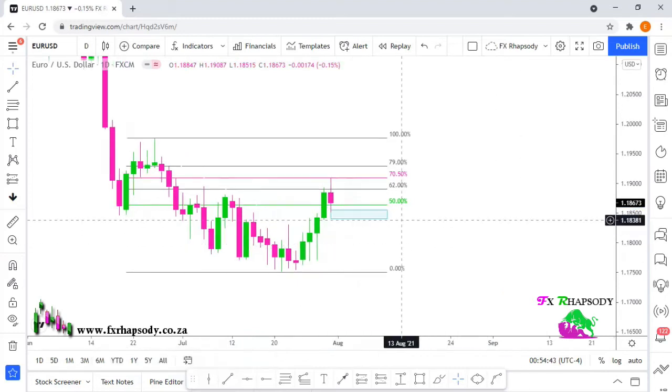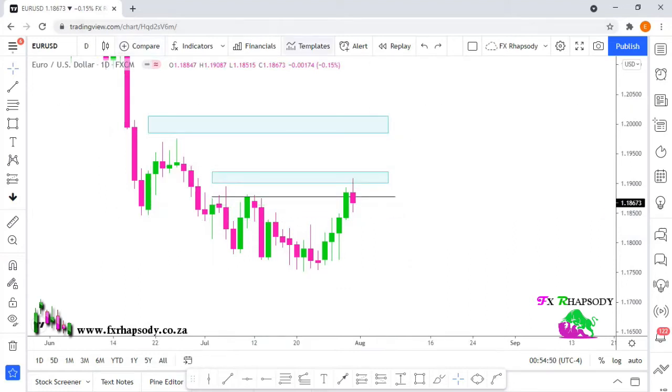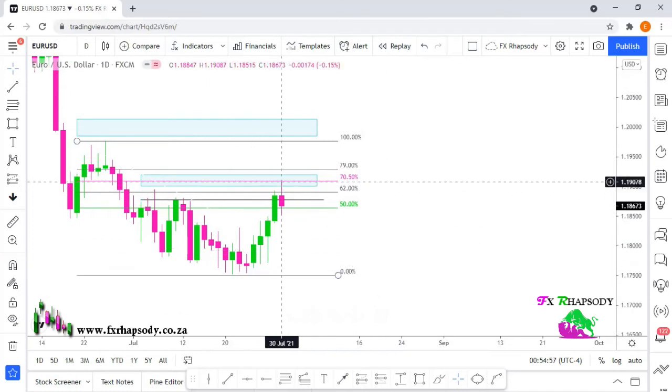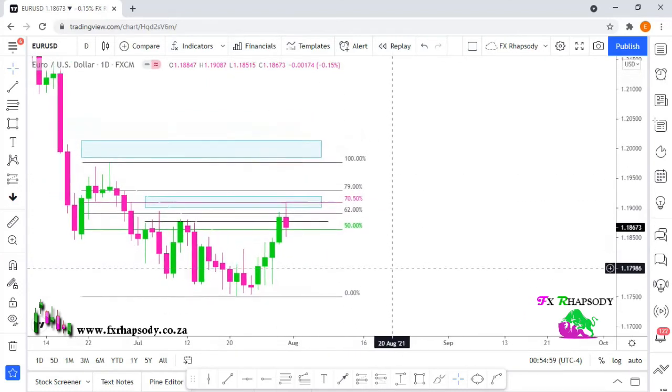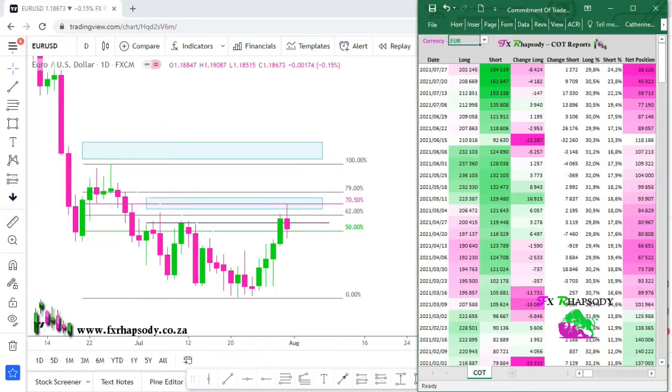Okay. So guys, again, let's bring all this back right there. So basically what I'm saying is, currently price came up, touched that 70.5%. So now let's get some more confirmation. Let's go to the commitment of traders. So let's look at the euro. The institutes and the central banks, these are the guys that are driving the market and driving the price.